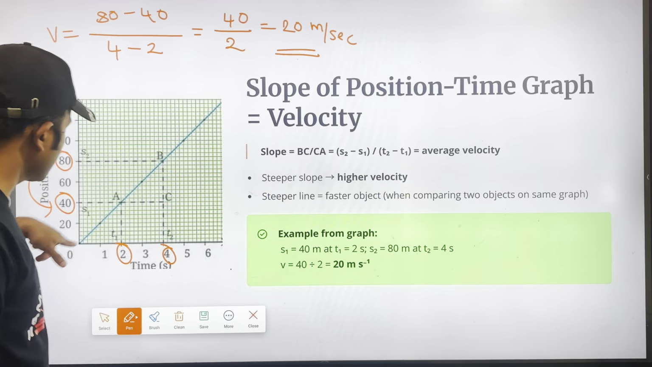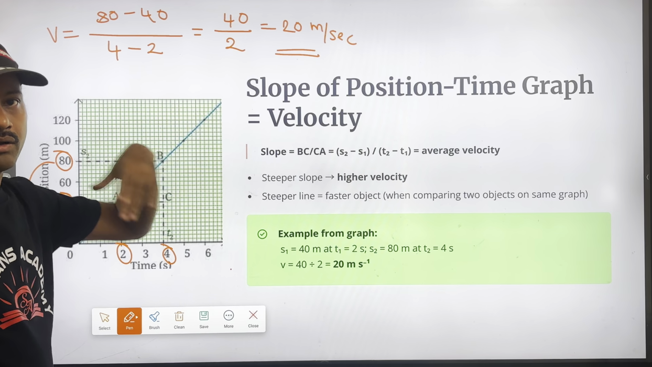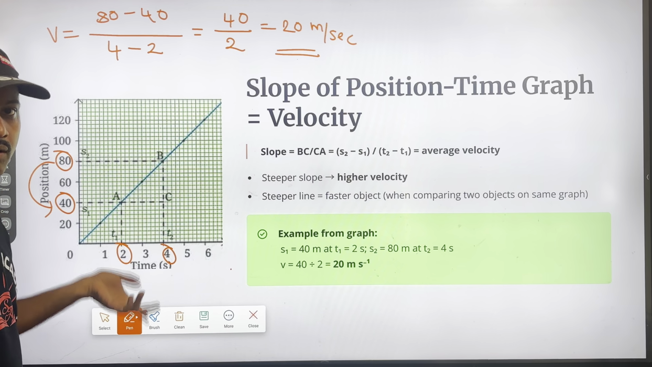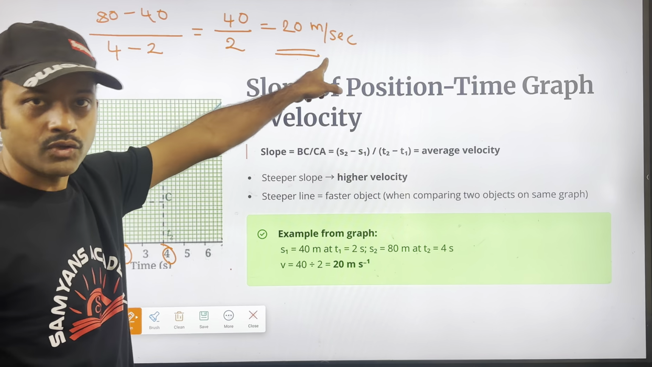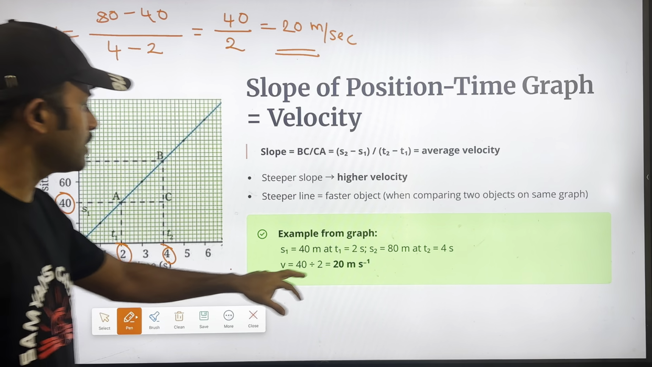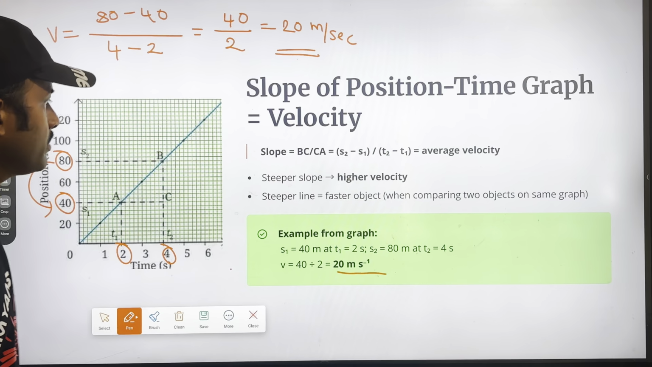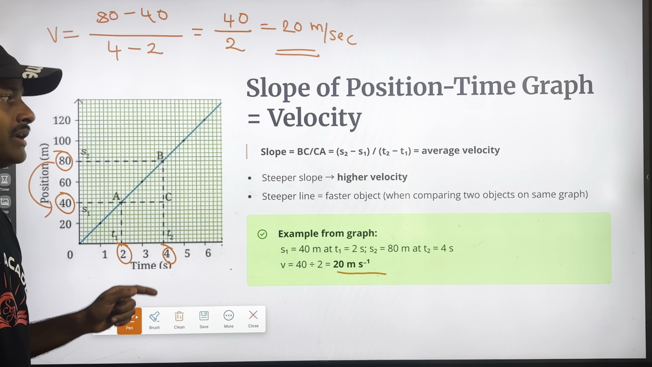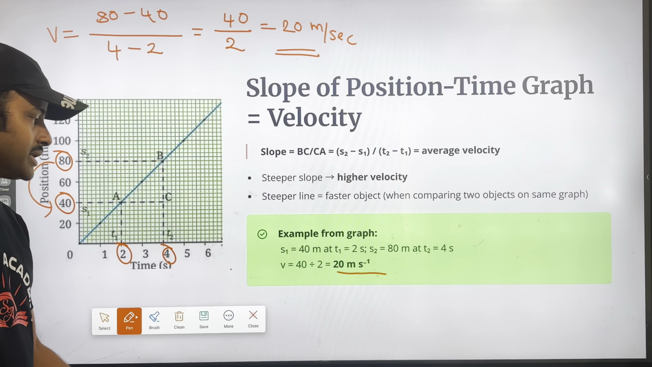This means the graph has a constant slope everywhere. Any values you take, you will get the same answer, 20 meters per second only. The slope is 20 meters per second, right? Steeper the slope, higher the velocity. Steeper the line, faster the object, when comparing two objects on the same graph.